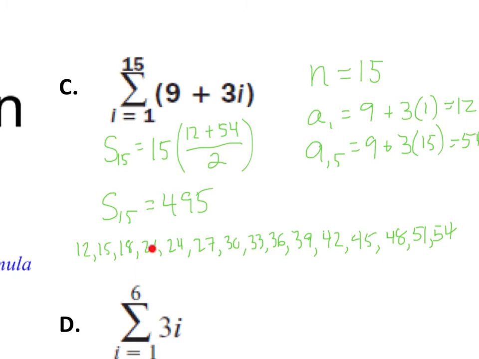Now maybe, just maybe, you didn't like doing things this way. Maybe you'd rather write them all out and then add them all up. That's going to be fine too. This is just a much nicer way, using the formula, especially if I asked you to find the sum of the first 200 terms. It's much nicer that way.